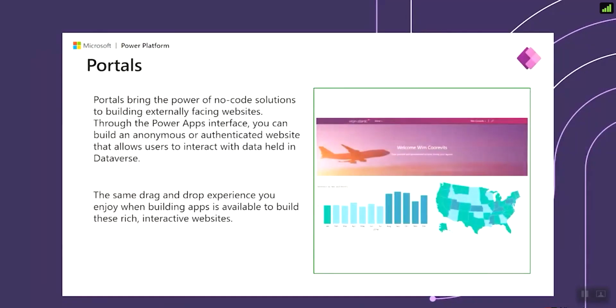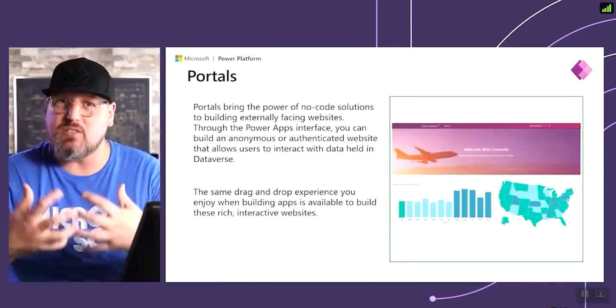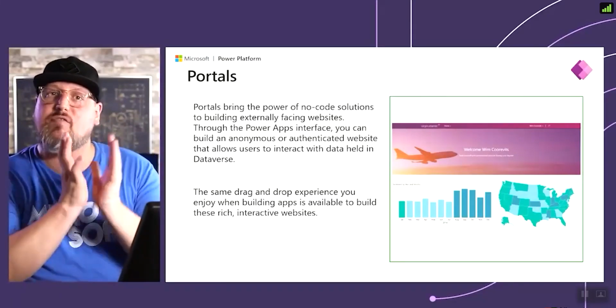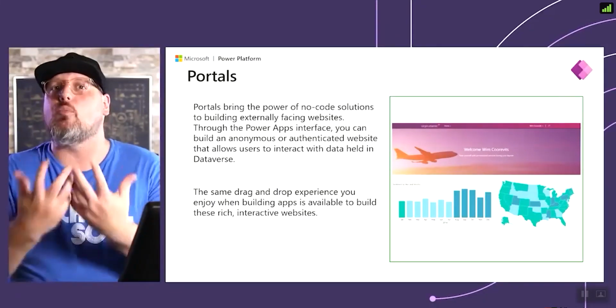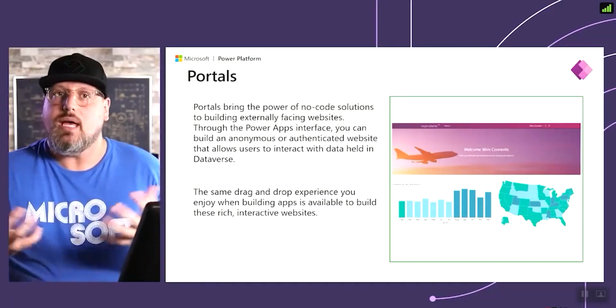And then we have portals. So portals brings the power of no-code solutions to build externally facing websites. Through the Power App interface, you can build an anonymous or authenticated website that allows users to interact with data held in Dataverse. It's the same drag and drop experience that you would enjoy when building apps, but it's now available to build rich interactive websites. And there's lots of templates already built in. So if you want to have pages that are more for information, let's say FAQ, it's already there.